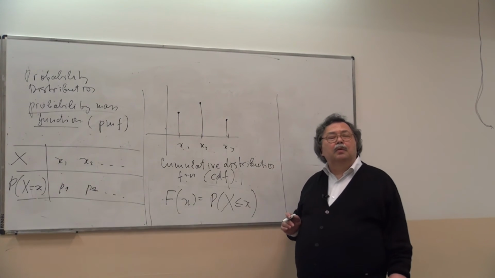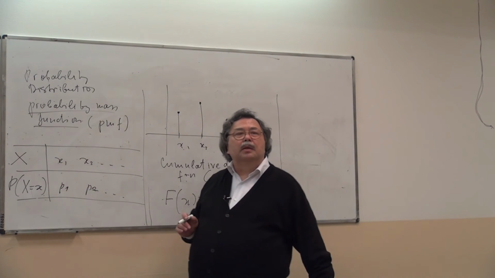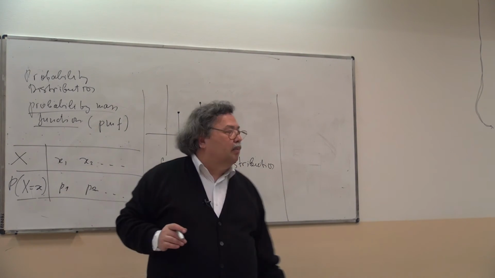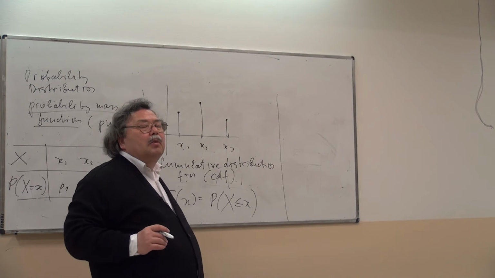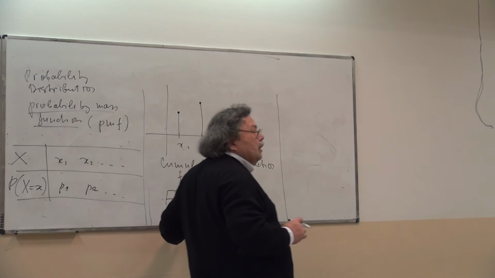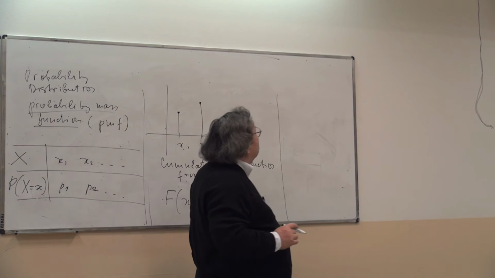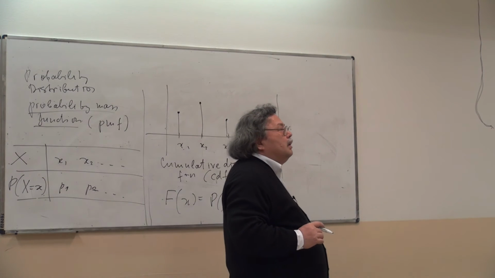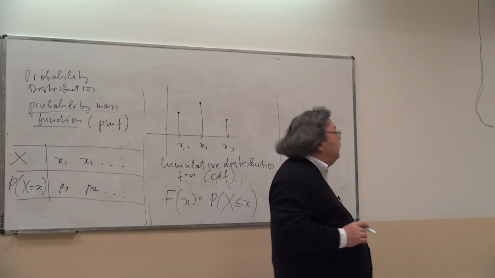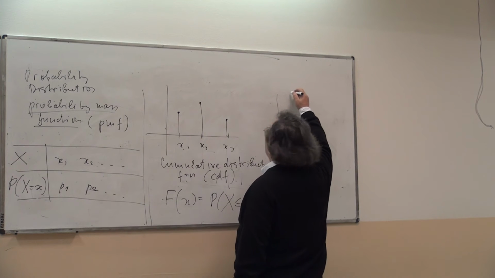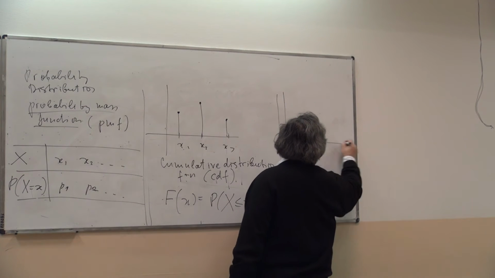Now, are there any advantages in using this rather than that? Well, so far as we are talking about discrete random variables, the cumulative distribution function doesn't offer any real advantages. Let's look at the graph. Okay, like this.